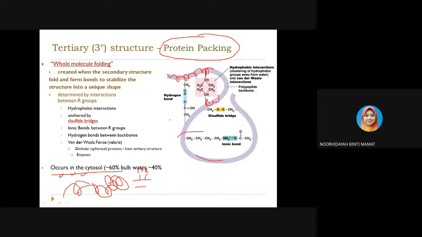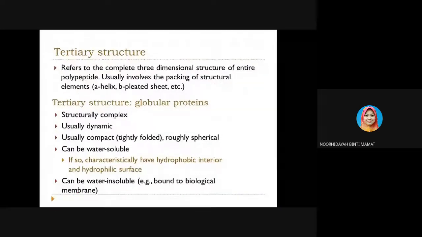Okay, and it occurs in the cytosol, which is about 60% bulk water, and it involves the interaction between secondary structure elements and solvent. Then it will yield the tertiary structure. So the tertiary structure refers to the complete three-dimensional structure of the entire polypeptide, from the linear chain through the secondary structure. So usually it involves the packing of structural elements, alpha helices and also beta pleated sheets.